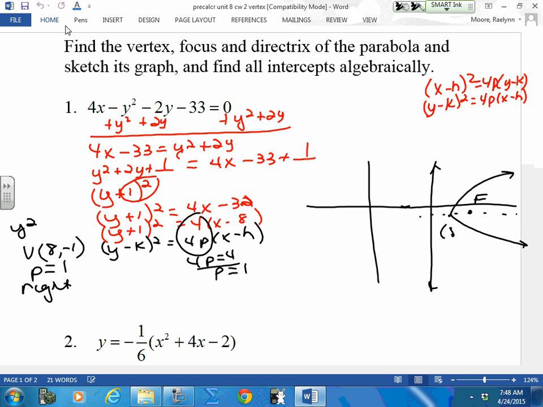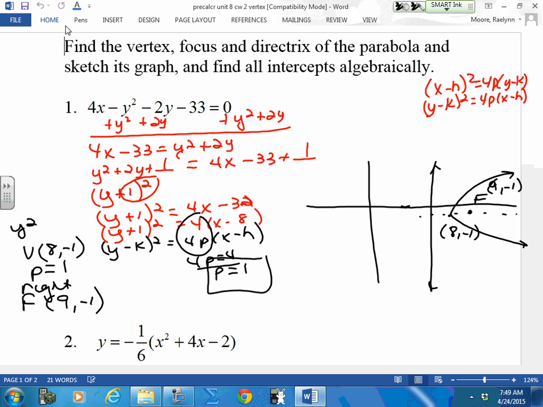So we have 8, -1. So, guys, tell me what the coordinates of the focus point is if I am moving P units to the right. Good. So your focus is 9, -1. Everybody can see that? These are the parts we had to find.